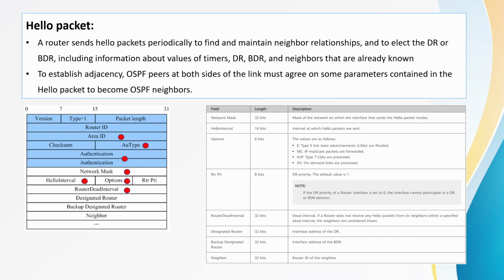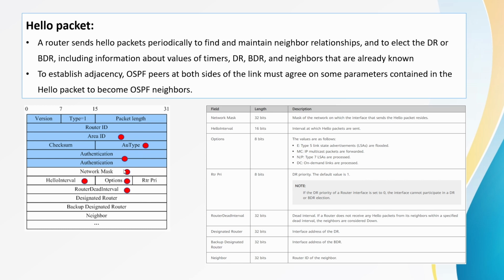The 2 routers at both sides of the link must agree on some parameters. Which parameters should be agreed? Take a look at this one. The first parameter the 2 routers have to agree on in order to form the adjacency is the area ID. Obviously, the two routers must be in the same area. Next are the authentication type and authentication, which obviously must be identical.